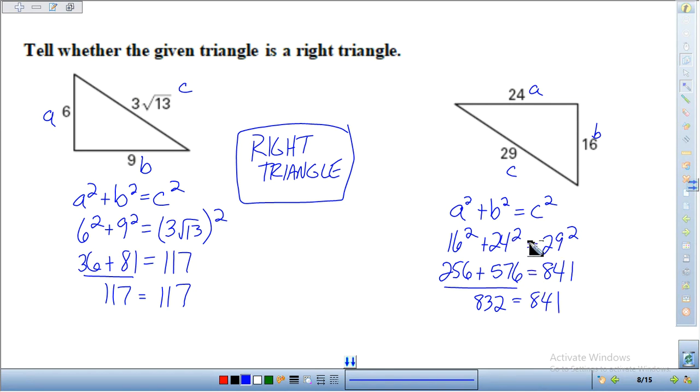When completely simplified, you're going to see that the two sides are different. The left side is equal to 832, right side is equal to 841. So since they are not equal, this is not a right triangle.